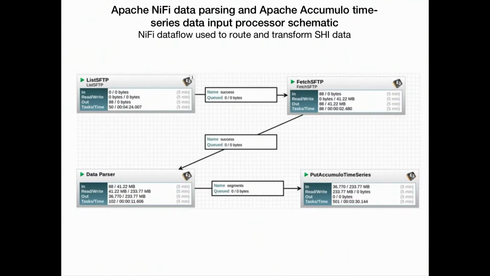So this is our simple flow. SFTP used to retrieve the data. This was just a single node, so there's no fancy site-to-site or writing the workload to Kafka or anything to load balance. That would be another potential future improvement. So basically, out of the box, ListSFTP and FetchSFTP.